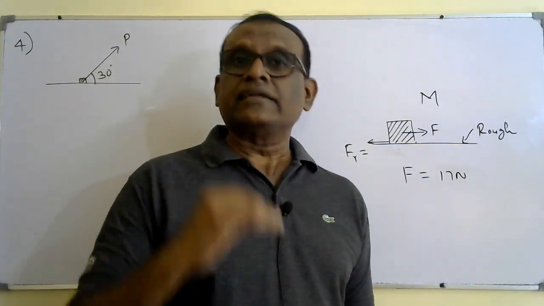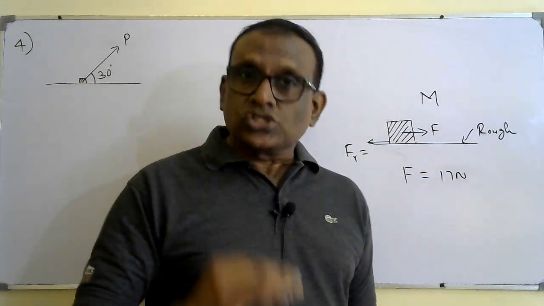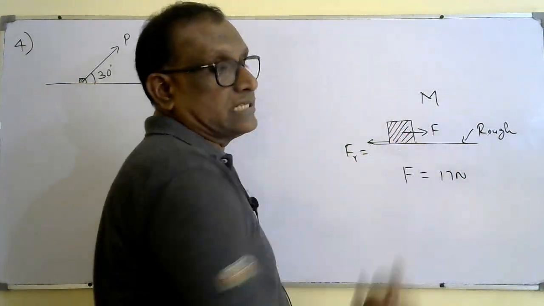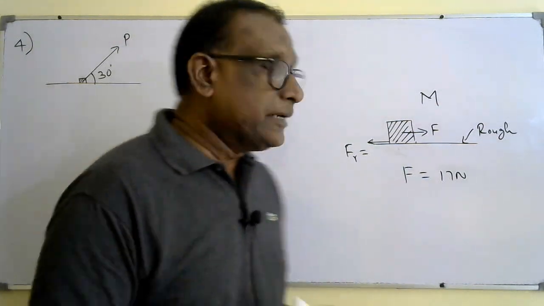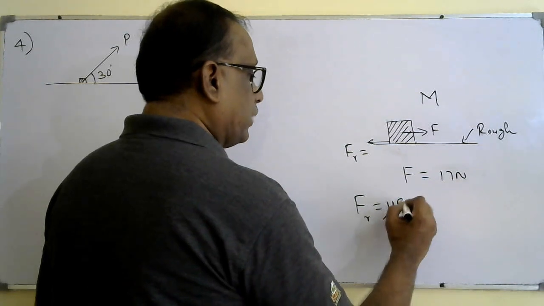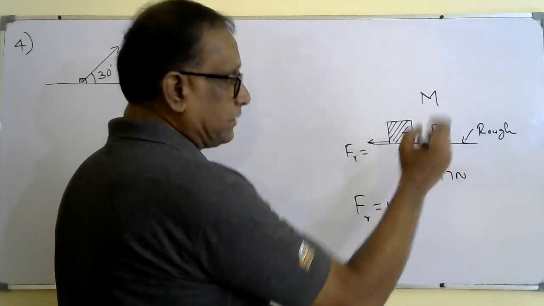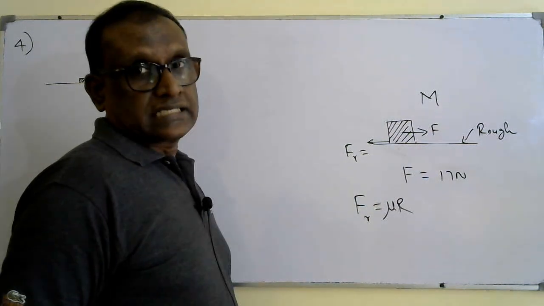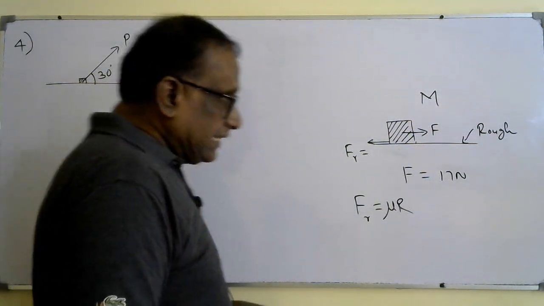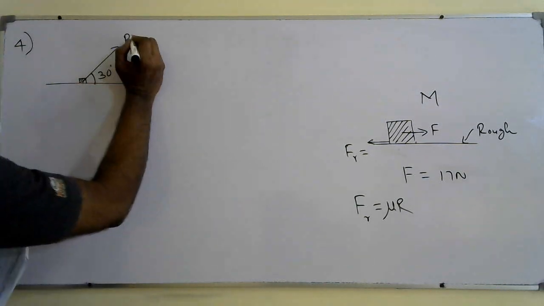So until it reaches the limiting friction, the friction also will increase when the force is applied, as I explained. The limiting friction is given by Fr equals mu R, where mu is called the coefficient of friction, and R is the normal reaction between the two contact surfaces. Okay, so in this question, they are saying a force P is applied, that is 14 Newton.